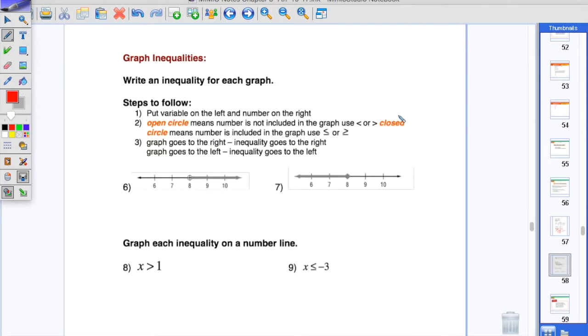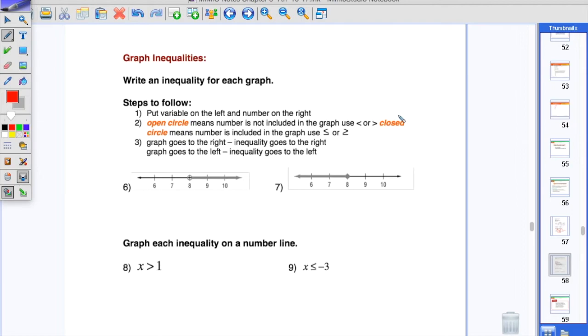So you're going to use your less than or greater than symbol. A closed circle means that the number is included in the graph, so you use your less than or equal to or greater than or equal to. If the graph goes to the right, the inequality goes to the right. If the graph goes to the left, the inequality points to the left.